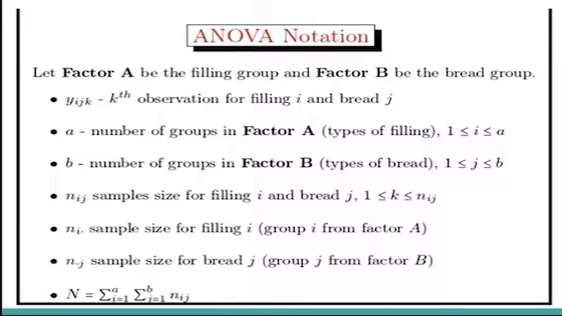If you take a look at lowercase a, that is going to be the number of groups in factor A. That will represent the number of levels in factor A. In this situation, type of filling is going to be 3, right? Lowercase b, the number of groups in factor B, is basically going to be 4, and n_ij will be the sample size for filling i and bread j, and then n_i dot, the sample size for filling i, and then n dot j, the sample size for bread j. Please, I need you to internalize this. And what is an uppercase N? The uppercase N is basically going to be the totality, the total number of observations that I have in all.